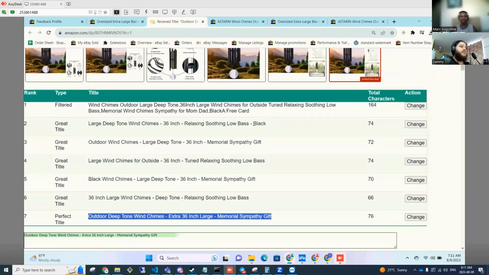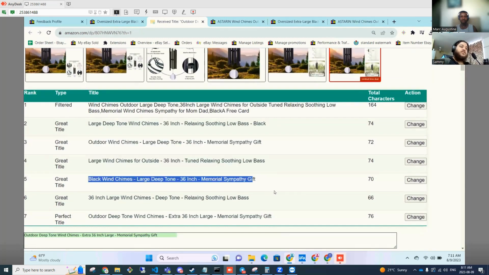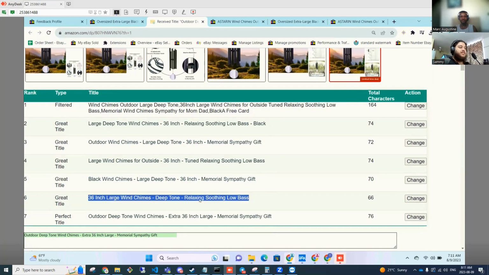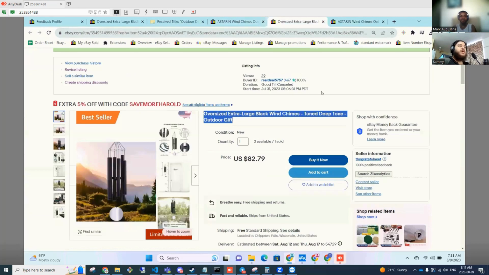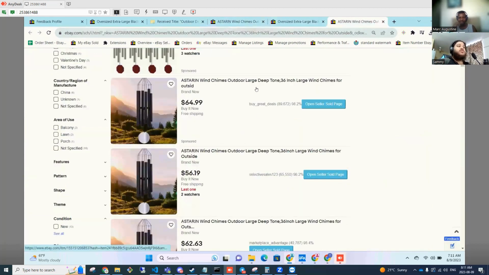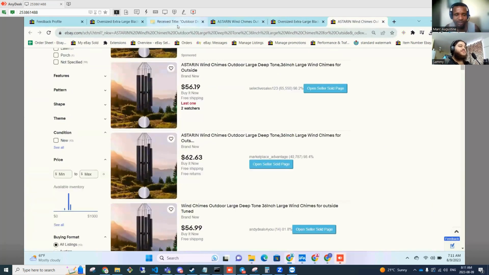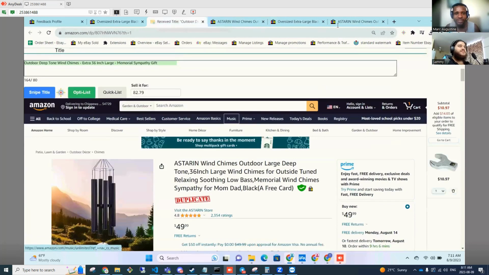But look at these great ones. Large wind chimes, black wind chimes, 30. These ones are relaxing, soothing, low bass. These are meant to sell. But if you look at everybody else's titles, you can see wind chimes, outdoor, large, deep. Just keyword stuff. They're just competing on price. And that's the big difference.